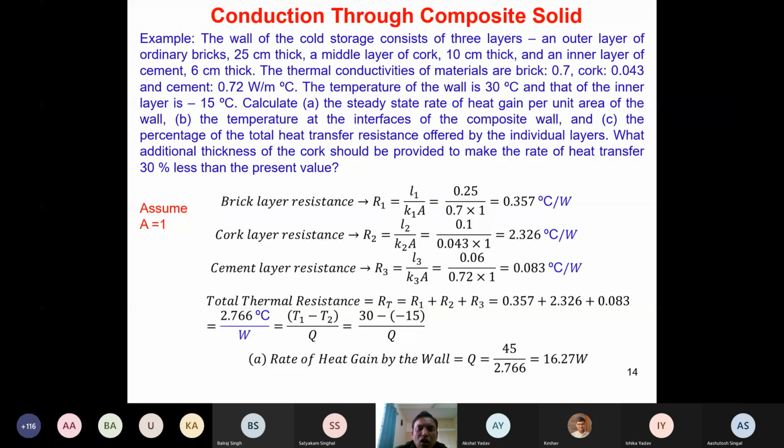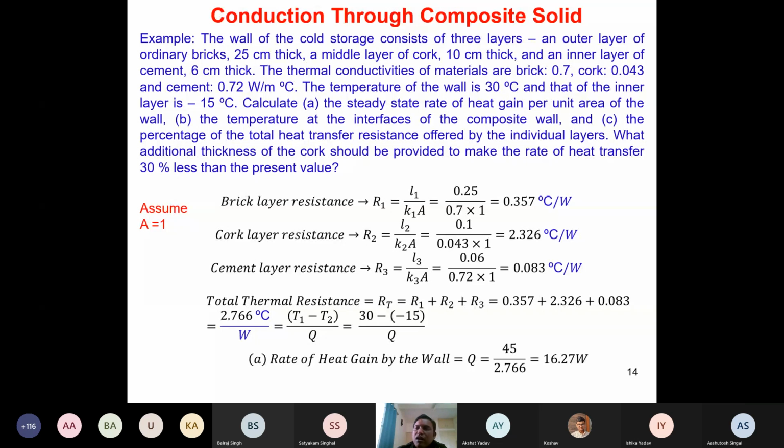Similarly, the thermal resistance offered by the cork layer, R2, is calculated as L2 divided by K2A. We can put all the values here. The thickness of the cork layer is 10 centimeters, so that becomes 0.1 divided by 0.043, where 0.043 is the thermal conductivity of the cork layer. Based on this, the resistance R2 comes out to be 2.326 degrees Celsius per watt.